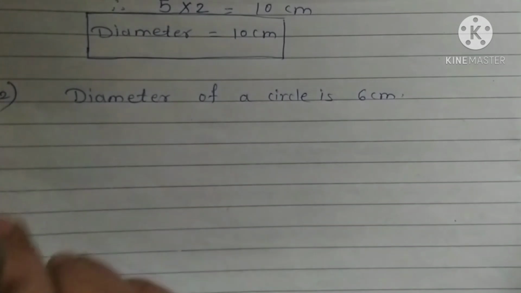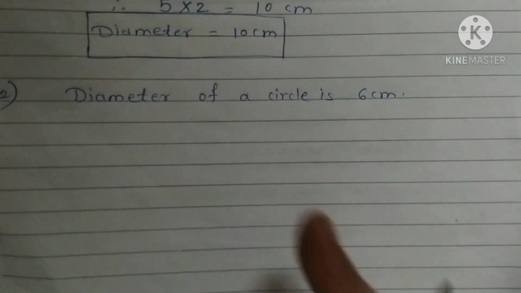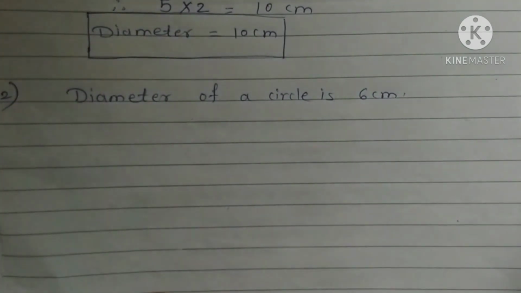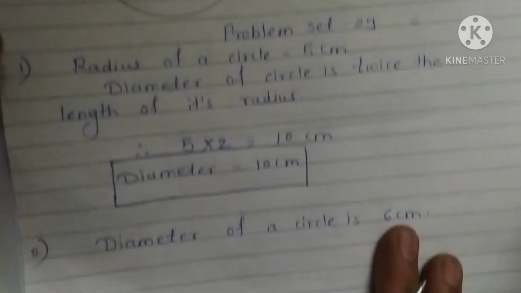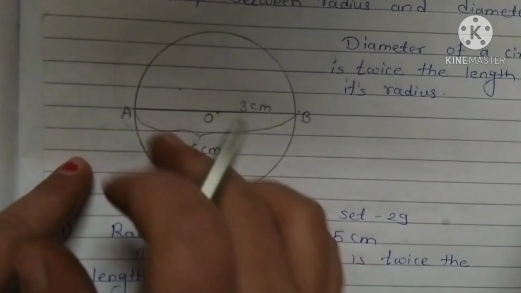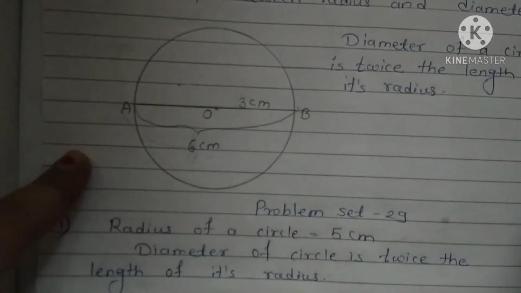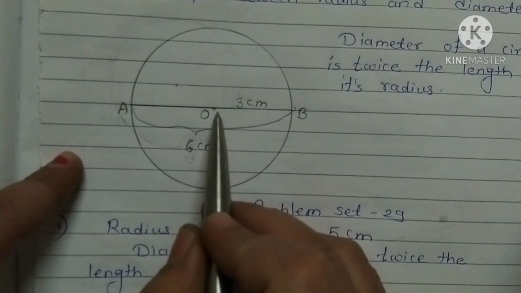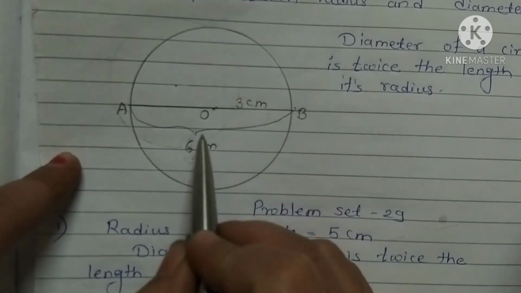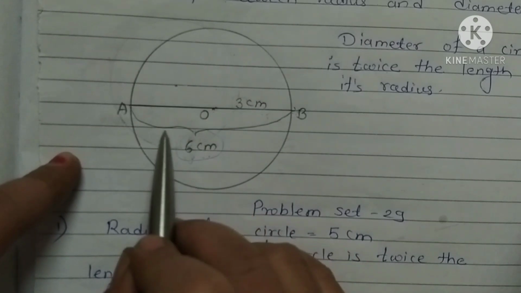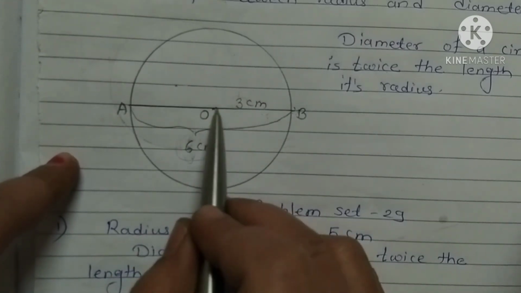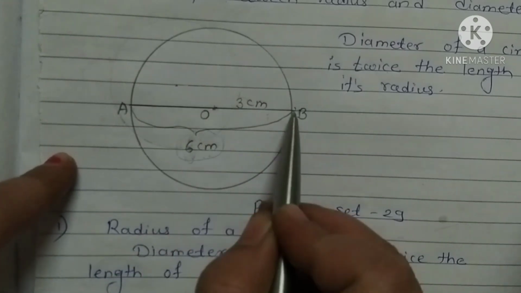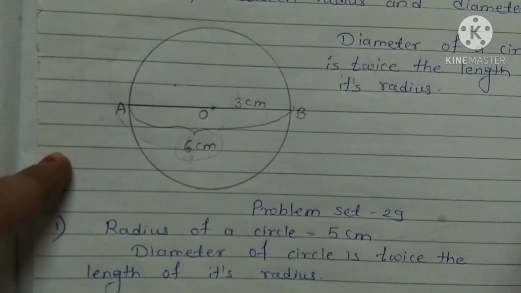But now diameter is given, means what? Radius is half of the diameter. See here, see in the diagram. If the diameter is 6 centimeter, here diameter is 6. And how much is the radius? 3. So half of the diameter. Yes or no? Half of the diameter is radius.